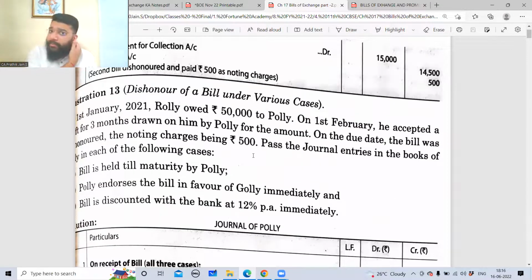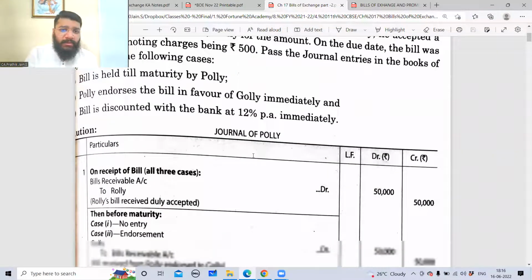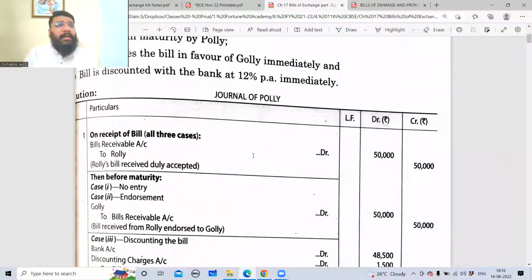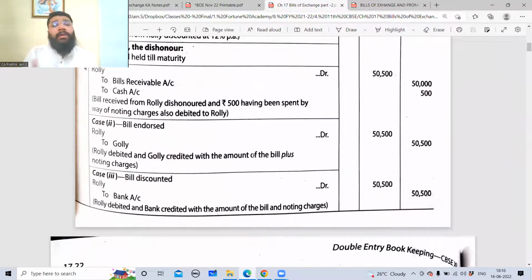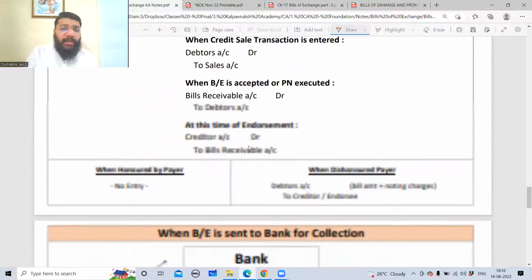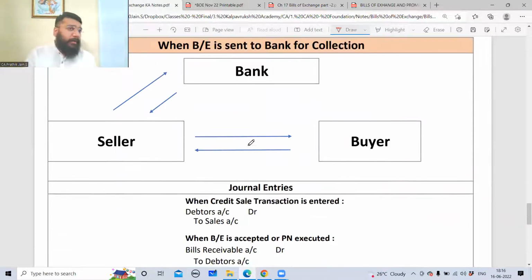Now, if you see the question we just completed, after that there are so many other types of questions which are already covered in the special class. So I'm not going again in detail. And unfortunately, we don't have a question on dishonourment for bill sent for collection. So I'm just going to take the journal entries from this particular note that I've prepared.